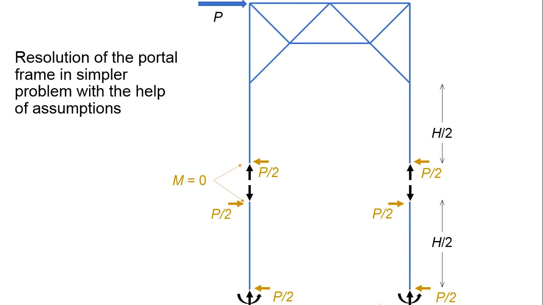So now we are resolving the portal frame into a simpler problem with the help of the earlier mentioned assumptions. This is a case where we can break it at points O1 and O2, the points of contraflexure. At this point we know that the horizontal force is P by 2, as the horizontal force at the bottom is P by 2. Therefore the horizontal force at this place will be P by 2, and this will also be P by 2.